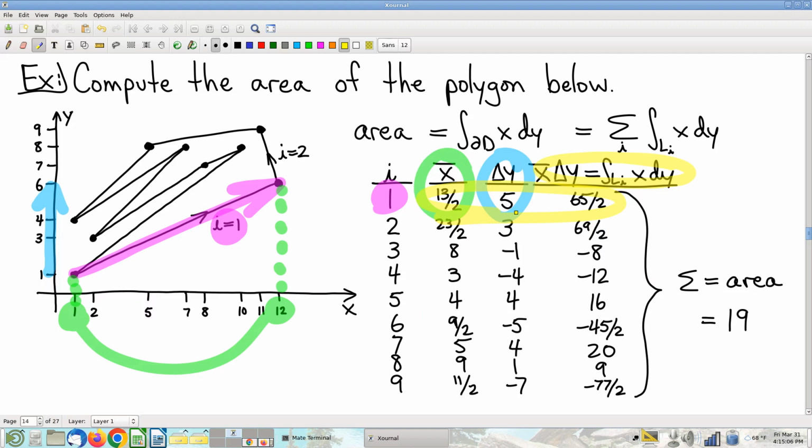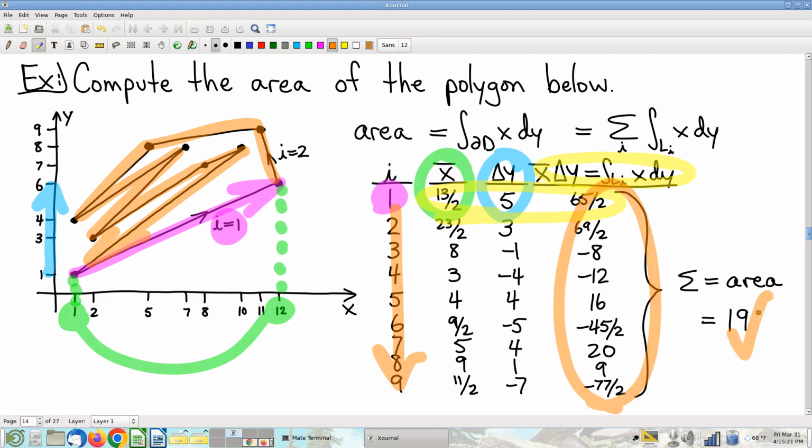And just keep going around the edge. Really simple arithmetic. Go all the way through. After you do all the remaining edges and add these all up, the answer is 19. So it works out really well.